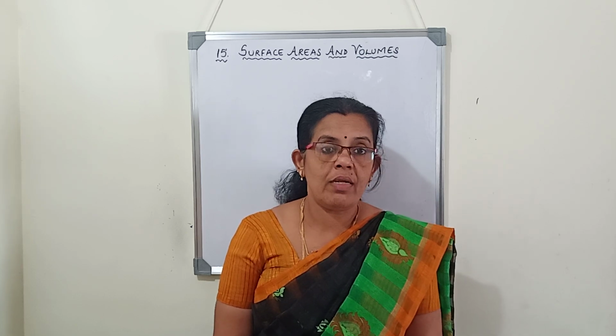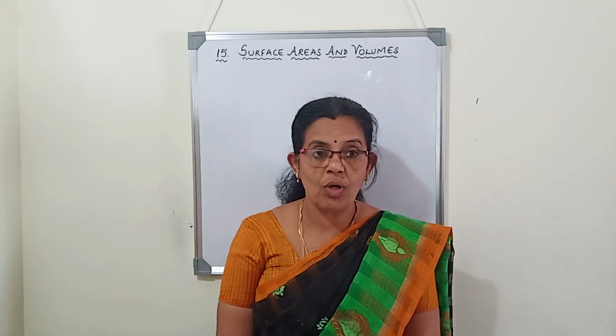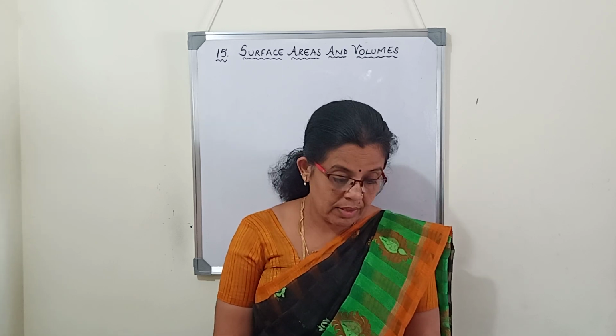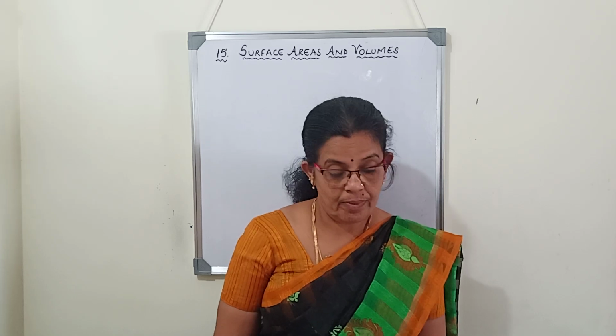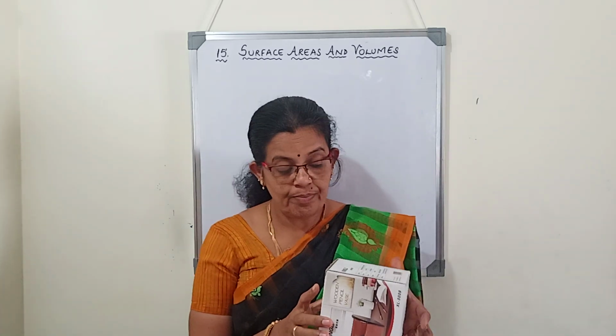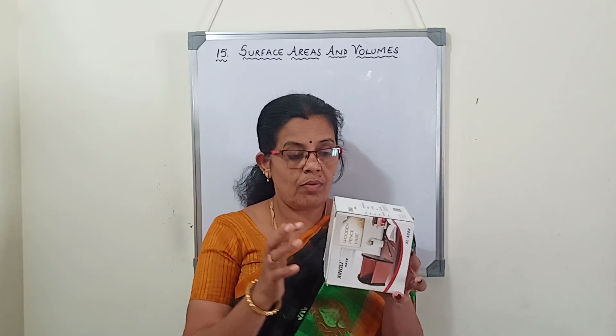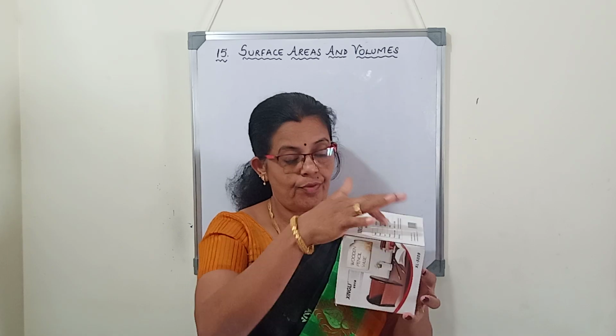All of you are familiar with this chapter and the formulas of surface areas and volumes of solid figures. So let us revise. The first one is the cube. To find the surface area of a cube, how many surfaces are there? There are 6 surfaces for a cube: 1, 2, 3, 4, 5, 6.